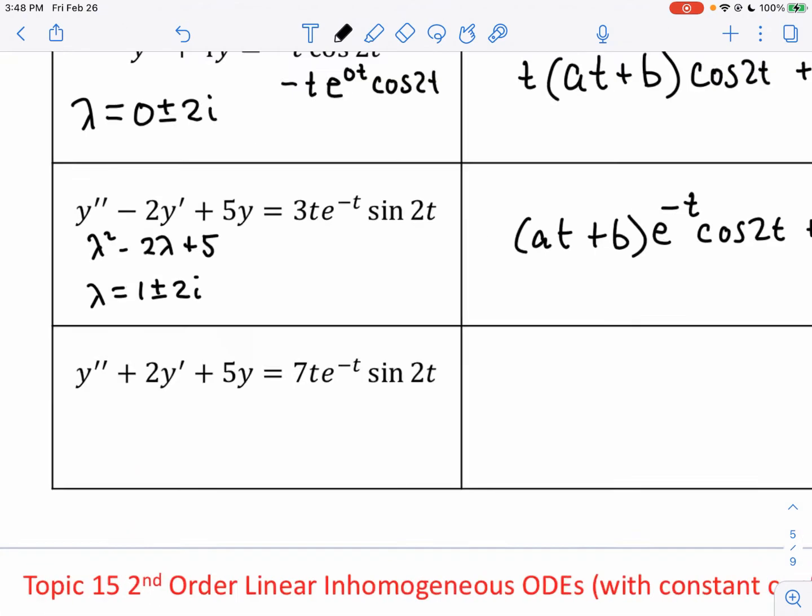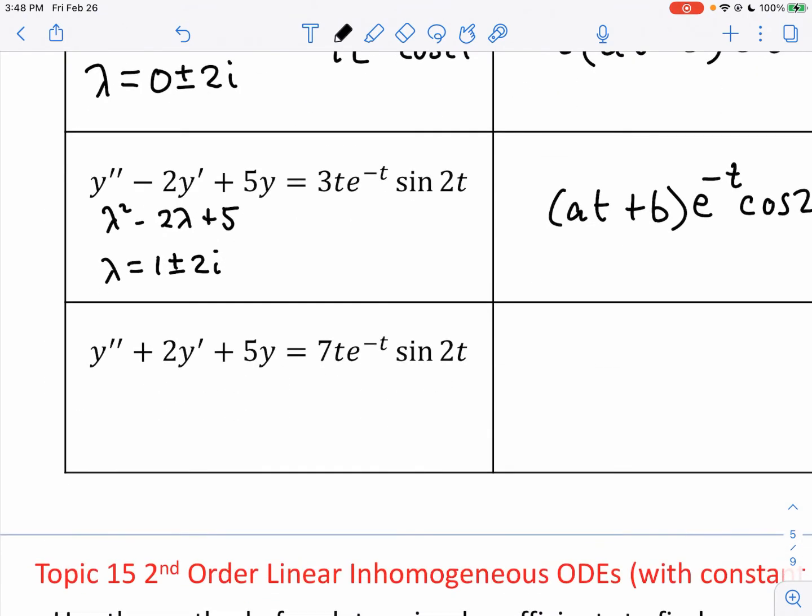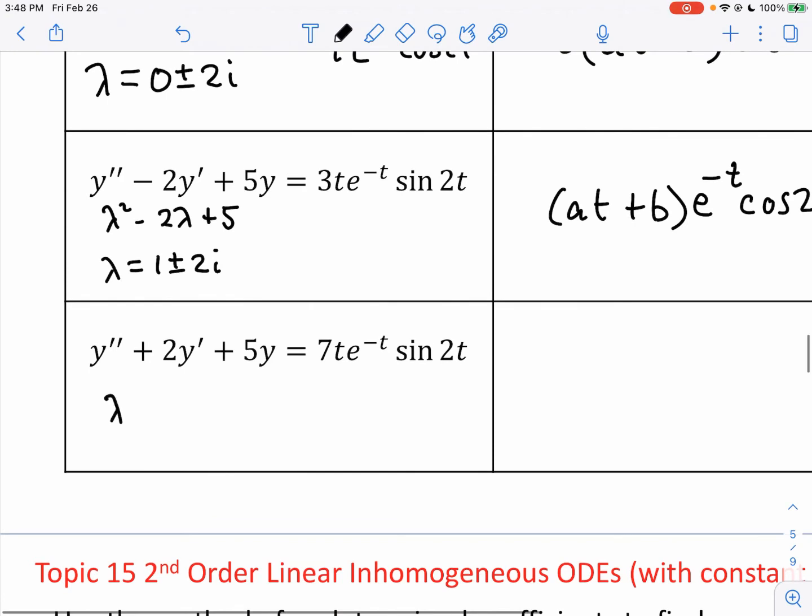Okay, one more. This time we have a slight variation of the differential equation on the left. We are going to get lambdas are going to be negative 1 plus or minus 2i this time.